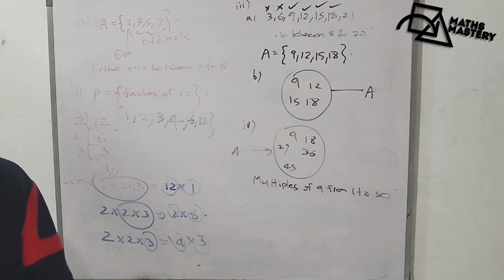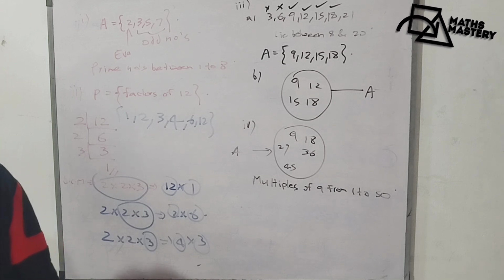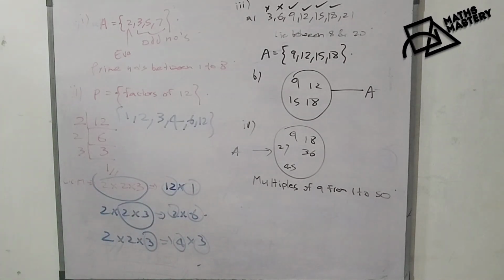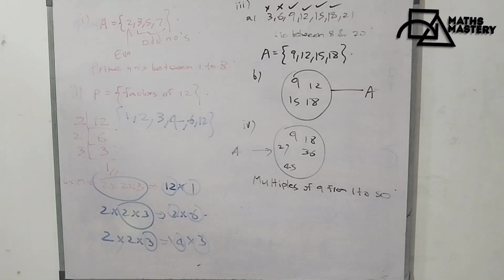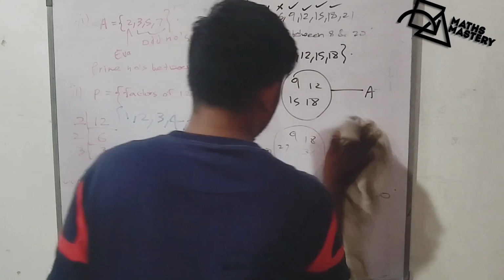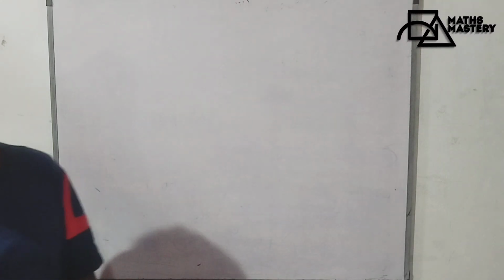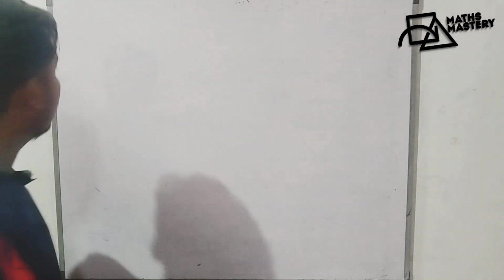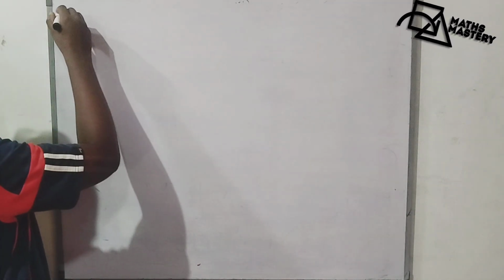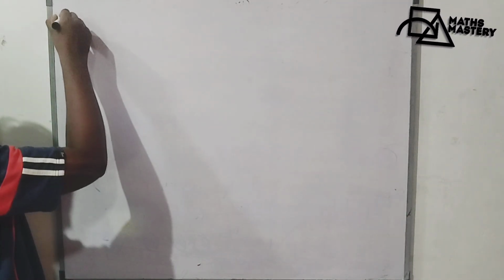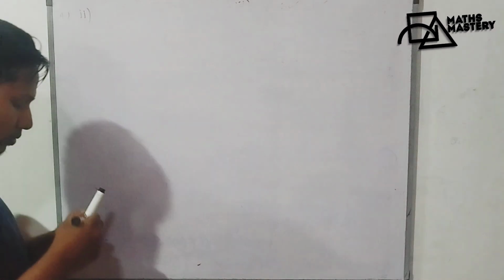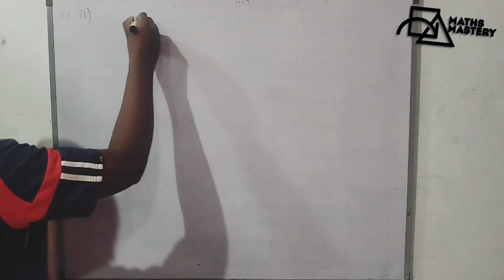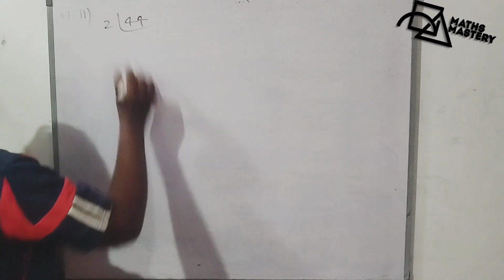Roman number 4 is done. Let's go for the fourth question. Write the factors of 44. We are going to find the factors of 44. So question number 4, Roman number 1, factors of 44. First, what we are going to do is find the LCM.